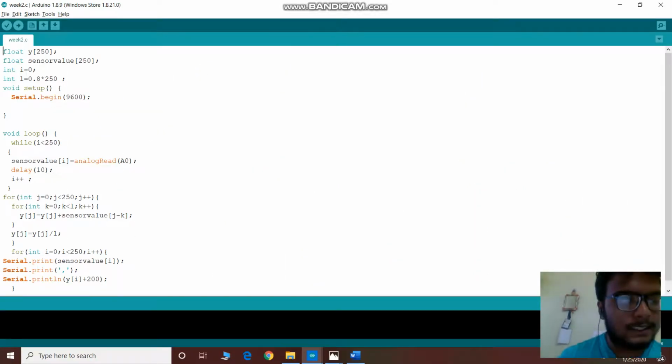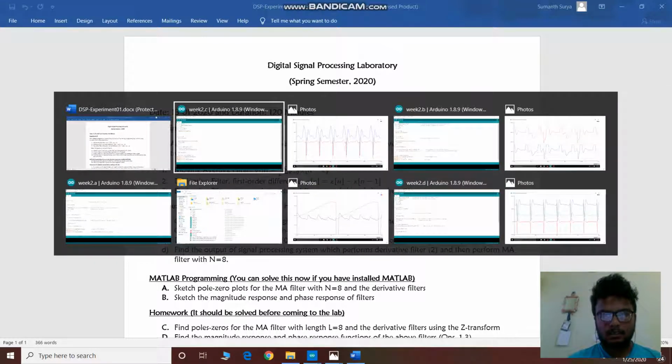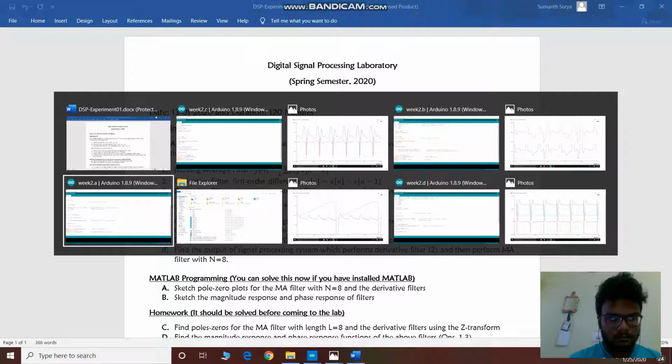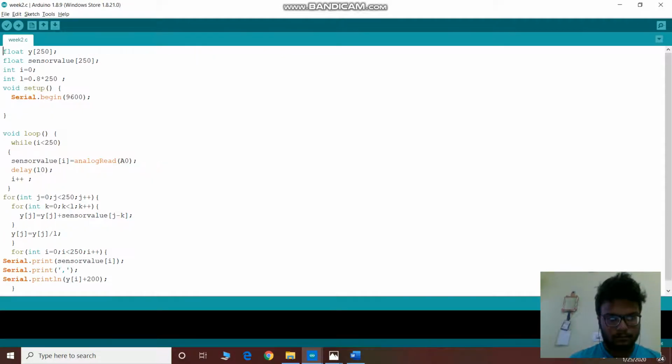Coming back, the third one is to apply a floor function. Design an MA filter with L equal to floor of 0.8 into n to extract the baseline drift component from the signal. Here, we are using n of 500, right? So the length will be 0.8 into 250. Sorry, we are using 250 values, right?